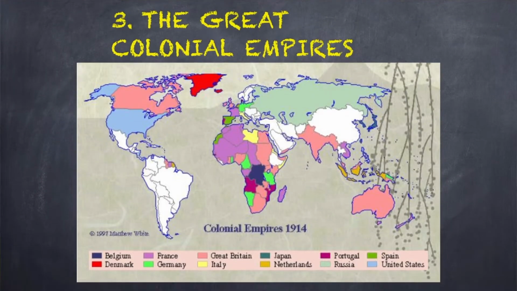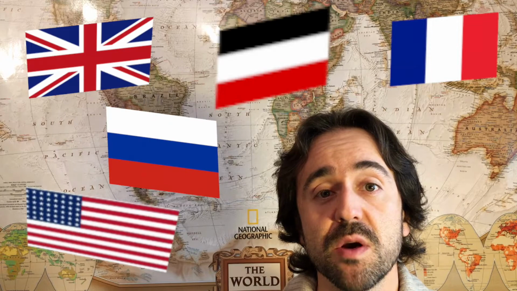The Great Colonial Empires. The first colonial empires were created during the 16th century by Portuguese and Spanish, but by the end of the 19th century, these countries lost completely their influence. Now the important countries were Britain, France, United States, Russia, Germany, and Japan. The most important and largest power on earth was the British Empire.